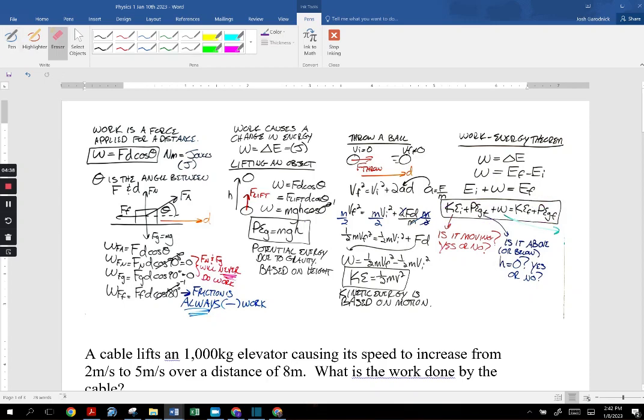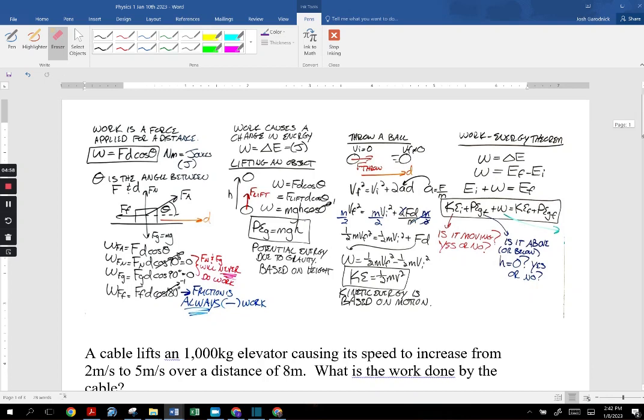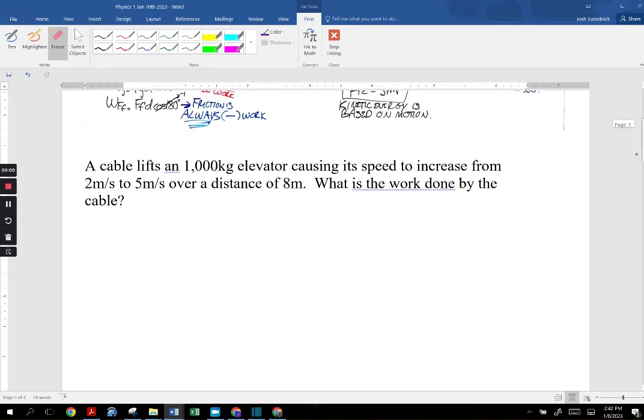I want to remind you that kinetic energy is: is it moving, yes or no? And potential energy due to gravity is: is it above height 0, yes or no? This is the work energy theorem. It is everything. It is how we do every problem. You can't say, I don't know what to do first. You read the problem, and then you start with the work energy theorem. And that's basically what it is.